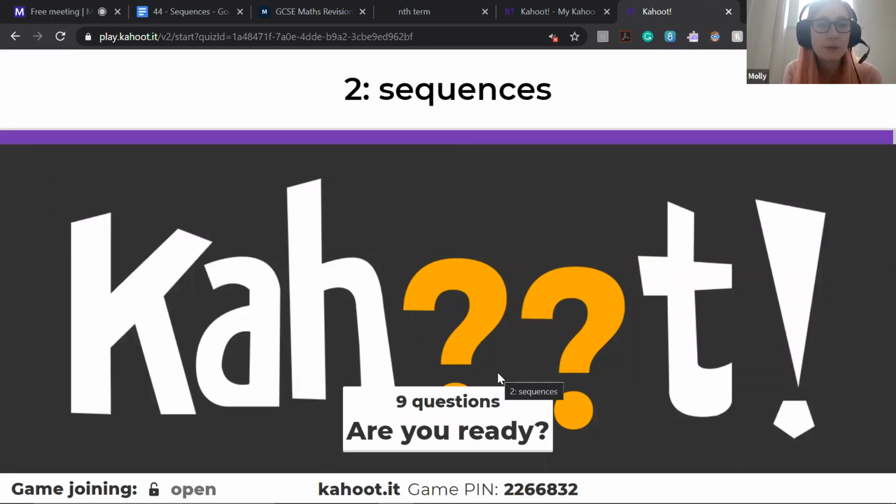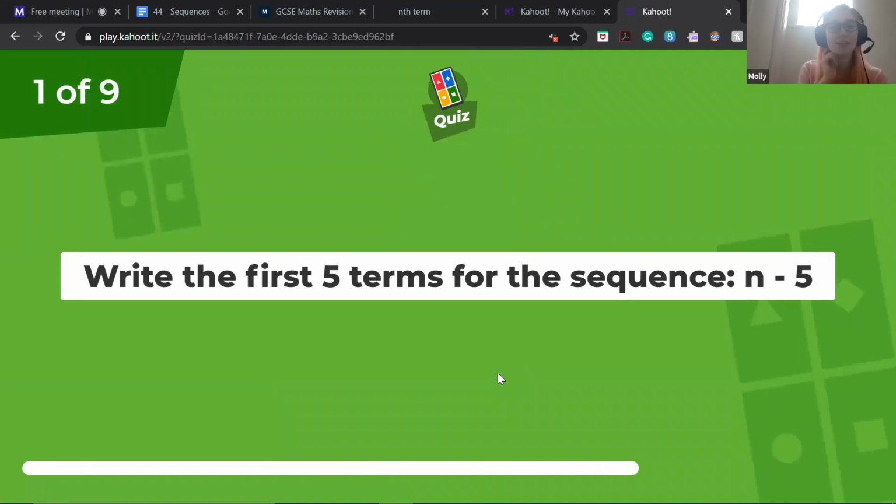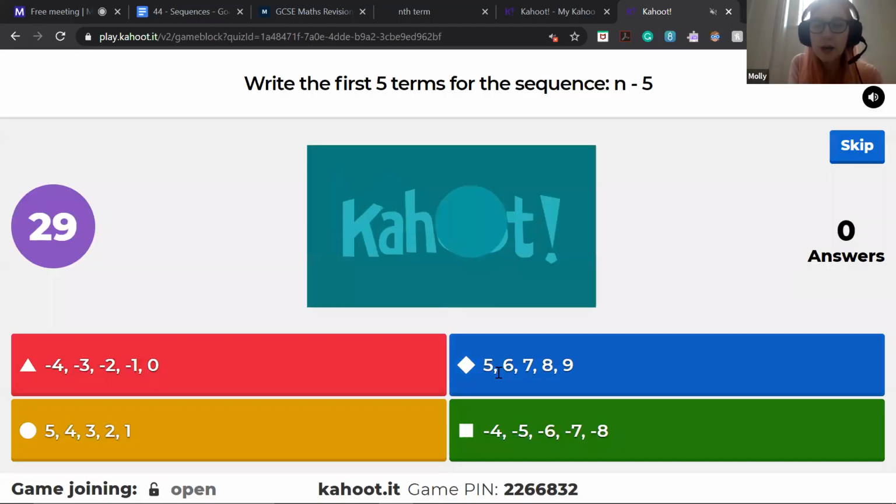9 questions on this one. So let's see. Nice and easy to start you off, hopefully. Right, the first 5 terms for this sequence here.